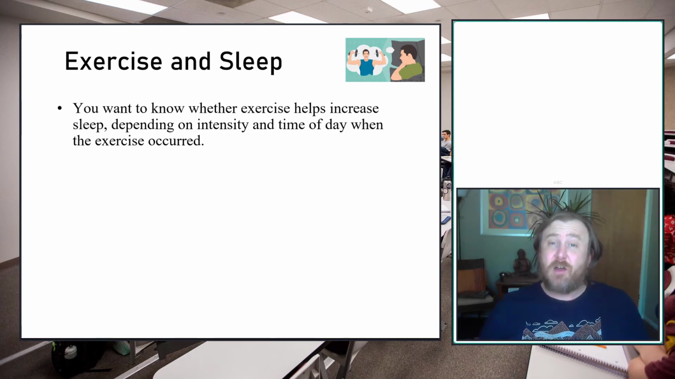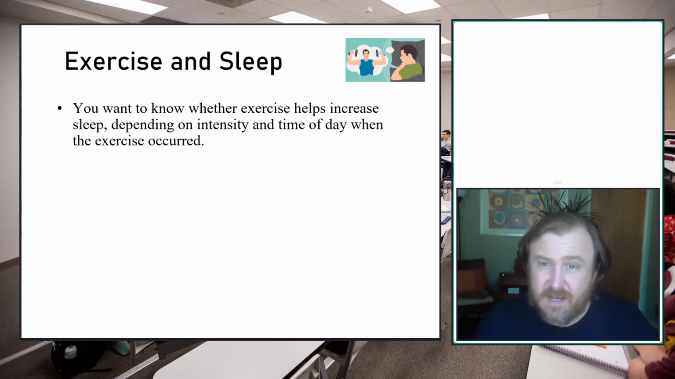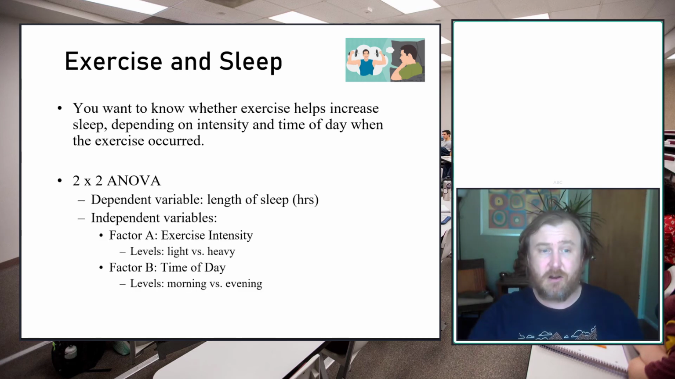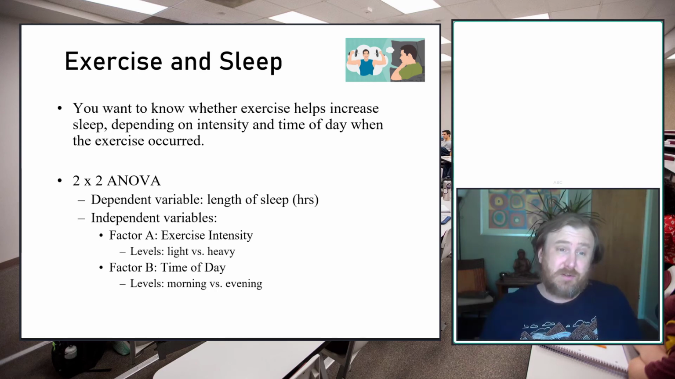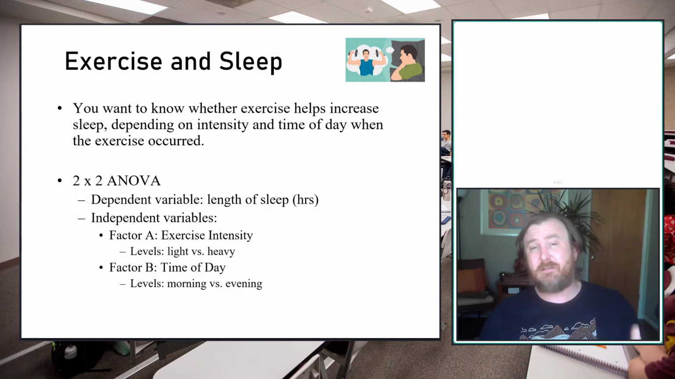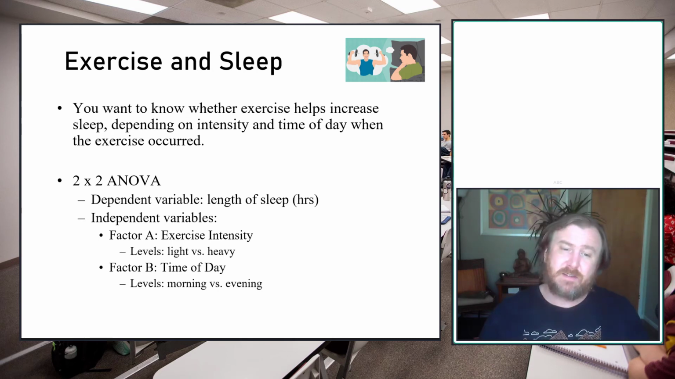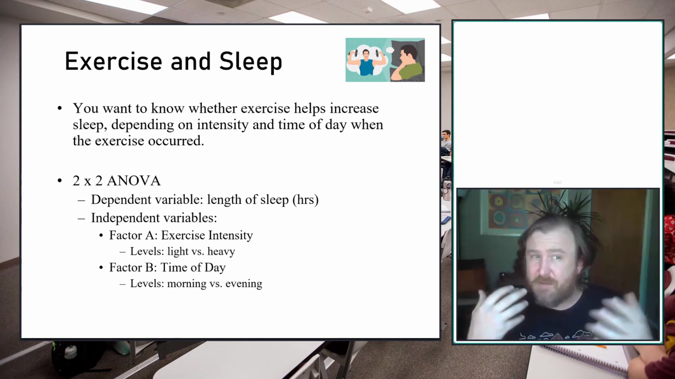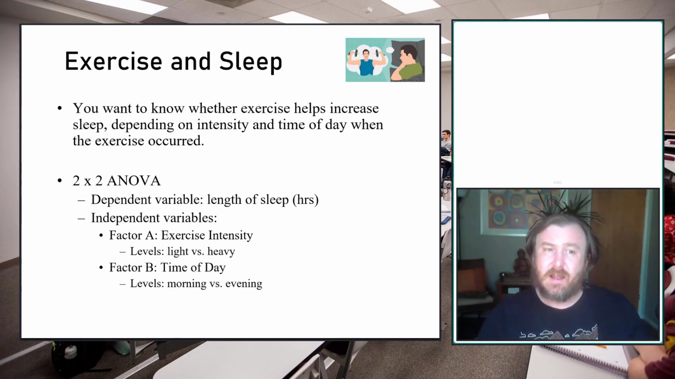So suppose you want to know whether exercise helps increase sleep, depending on the intensity and time of day when the exercise occurred. So we have a 2x2 design here. We have our dependent variable, which is the amount of sleep in hours. And we have independent variables. Factor A is exercise intensity, which is going to be light versus heavy. And factor B is the time of day of that exercise, morning versus evening. So we've got two factors, each with two levels. And so this is going to be a 2x2 factorial design.